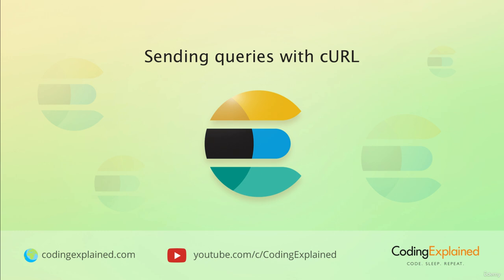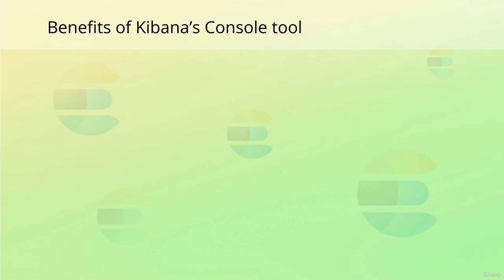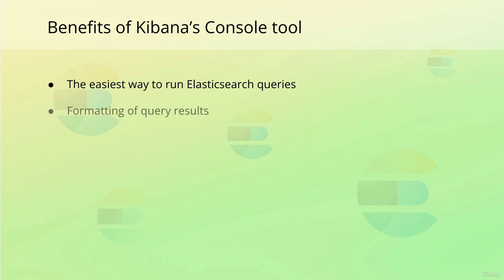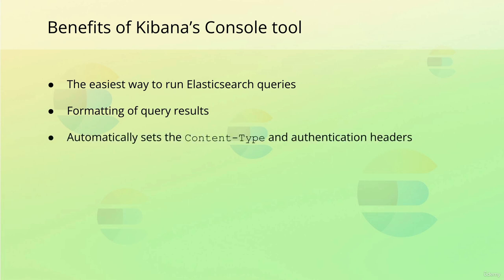You've just seen how to run queries using Kibana's console tool. That's the easiest way of running queries because it helps us in a number of ways. It formats the response so that it's easy to read, and it handles some things for us under the hood, such as setting the correct content type header. Apart from that, it also provides auto-completion when typing our queries. This is very convenient because sometimes it can be hard to remember all of the different queries that Elasticsearch provides.